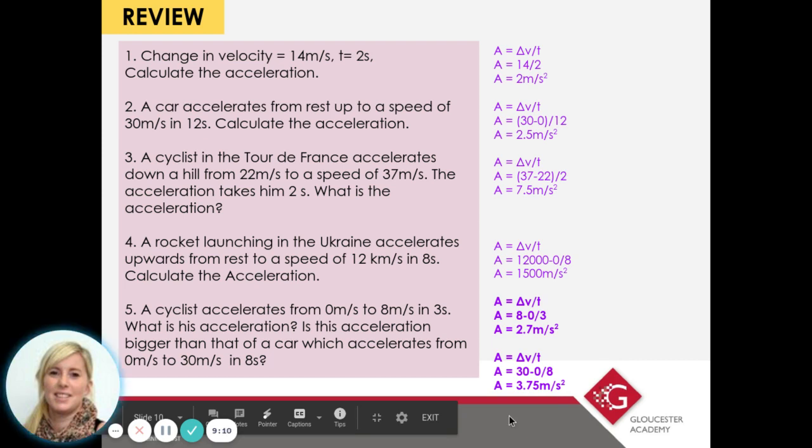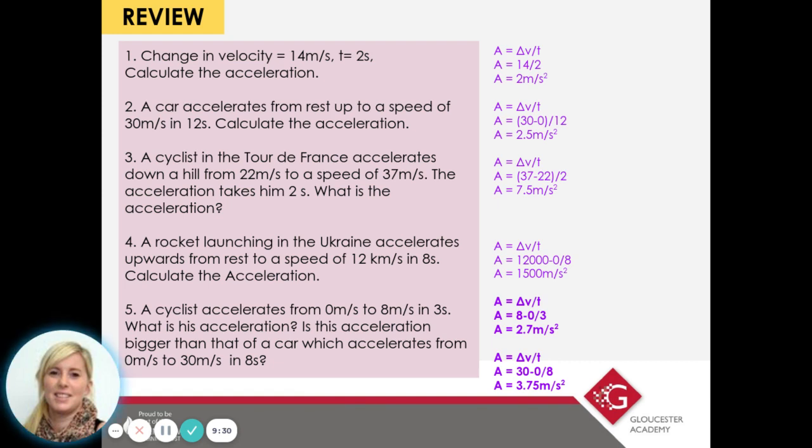Okay, so let's go through them then. So the first one, and if you look at the right-hand side while I'm talking to you, you can see that I've got this layout, and I've been trying to model this to you whilst I've been doing different equations with you. So you're always writing out the equation that you need to use. So it's A equals change in velocity divided by time.